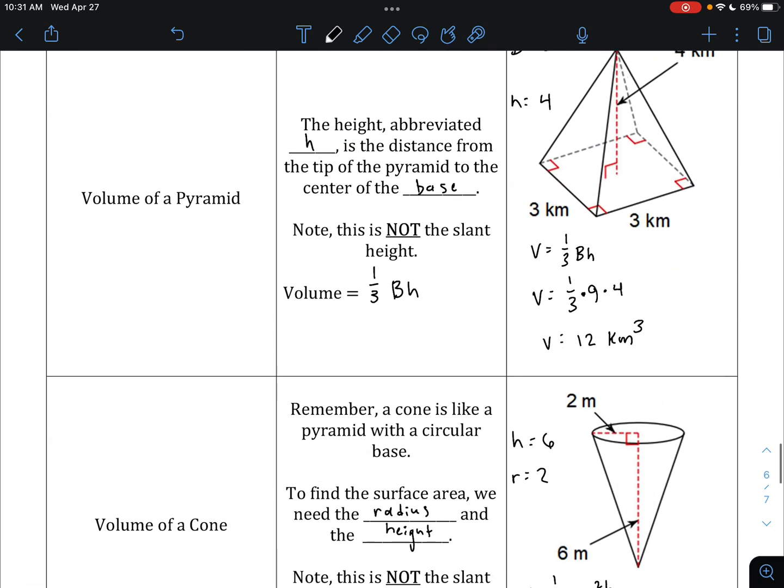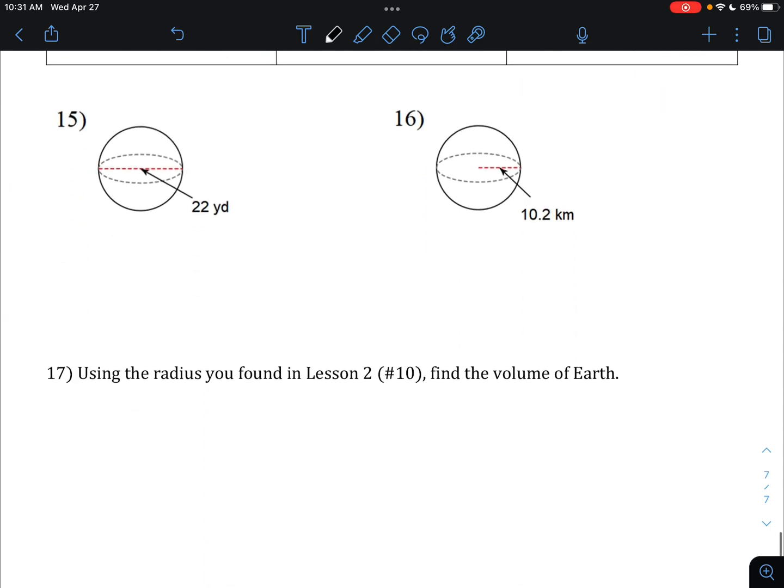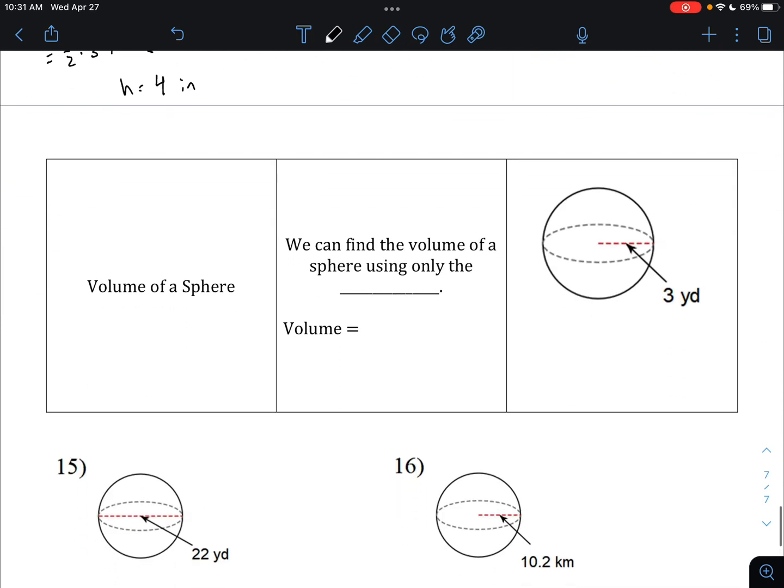That's the volume of pyramids and cones. In the next video, we'll look at how to find the volume of a sphere, and we'll find the volume of the Earth as well.